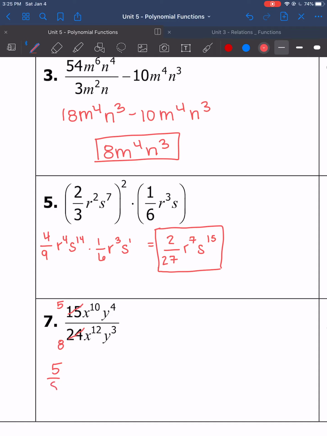And then I have x's here. I have the x's here. So I'm going to subtract them. I'm going to get 10 minus 12 gives me a -2. And then I can subtract the 4's as well. The y's, and gives me 1. So since this x right here is negative, this exponent on the x is negative, I have to move it to the bottom. So I have 5y on top and 8x squared on the bottom.